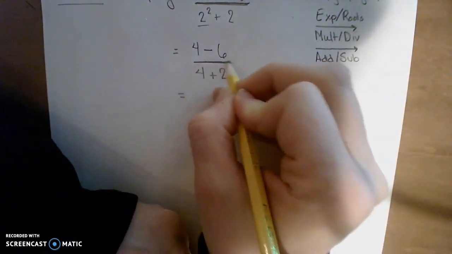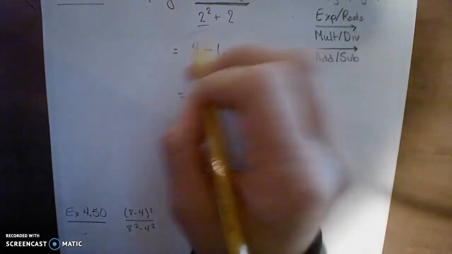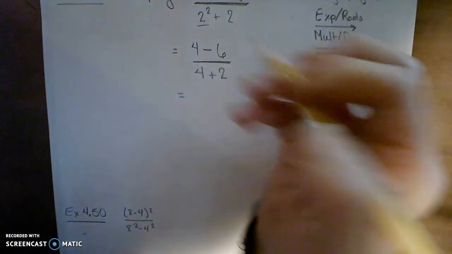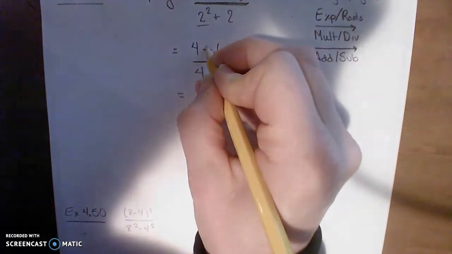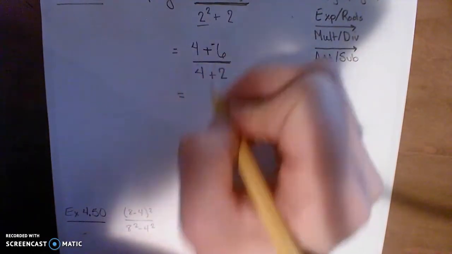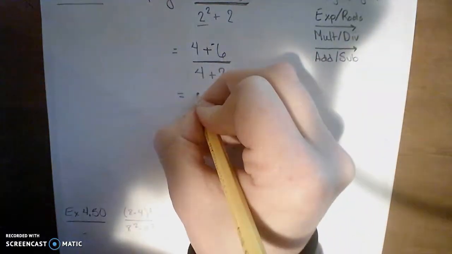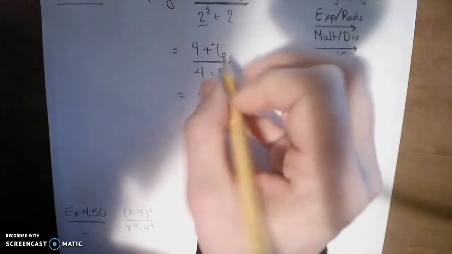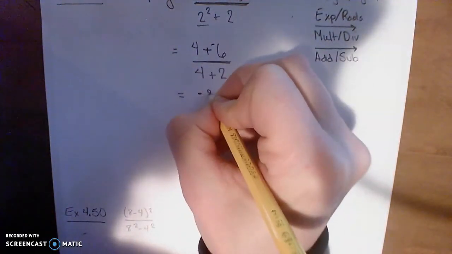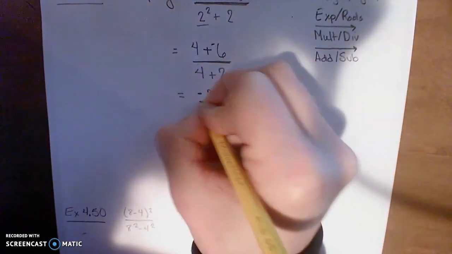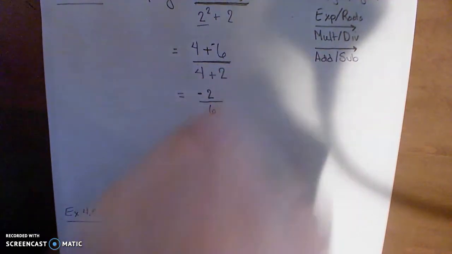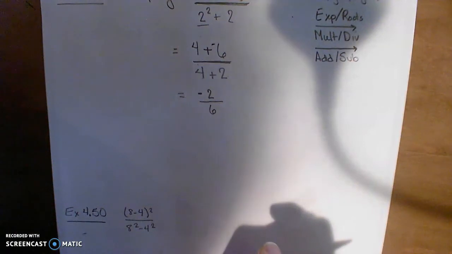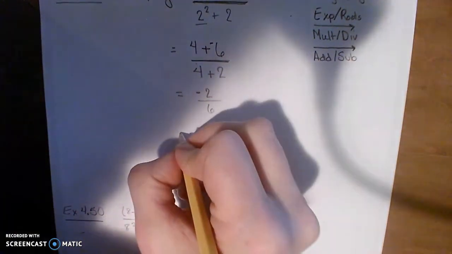I still have this grouping symbol here, which tells me to do the numerator and denominator separately. 4 minus 6, that's like 4 plus a negative 6, right? So my answer is negative, and the difference between 4 and 6 is 2. So negative 2 over 4 plus 2 in the denominator is 6. All right. It's looking pretty good so far.